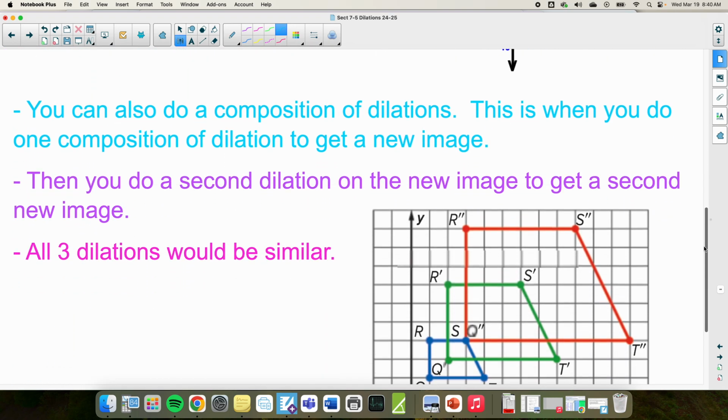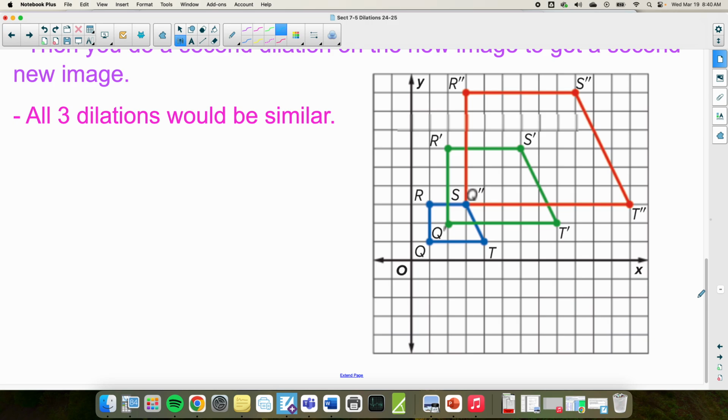Okay. Now, the last thing we're going to look at today is sometimes you have an original figure and you're going to do 2 dilations for it. So if you look at this one, your blue is your original figure. Your second figure is the green, and how I know that is it's R prime, S prime, T prime, and so on. And then the red is the second dilation. And how I can tell that is instead of R prime, what you would use is R double prime. Okay? That's how you read that.